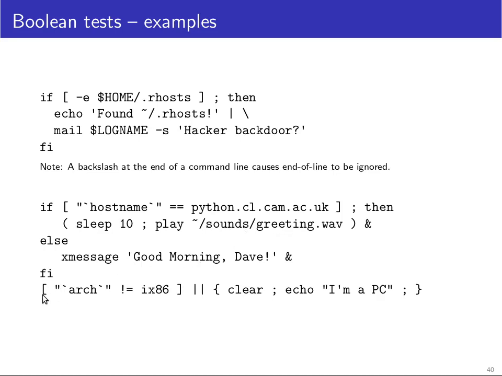And finally, here an example. If the architecture command does return something other than IX86, then we clear the screen and greet the user with the insight, "I'm a PC."